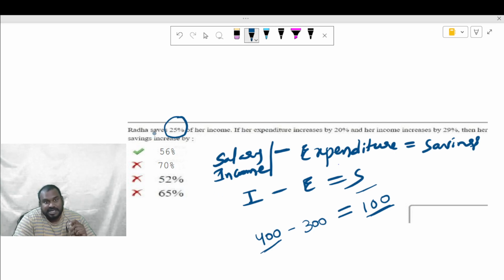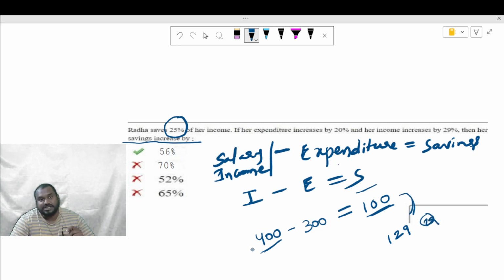Why am I taking savings as 100? Because he is asking in the final question by how much her savings increased. So if I take it as 100, and after calculation I get some 129, then what is the difference between 100 and 129? 29. So that is the direct answer you can pick from the options. That is the reason I am choosing 100 and calculating. Now you see how you will get the answer. First, use the condition you got and find out the answer.